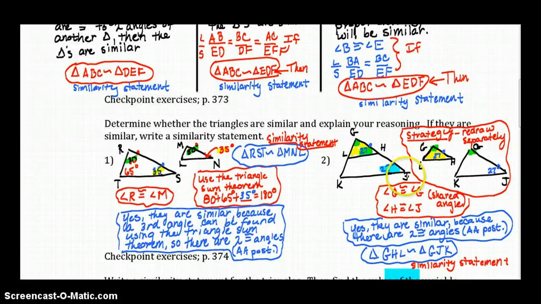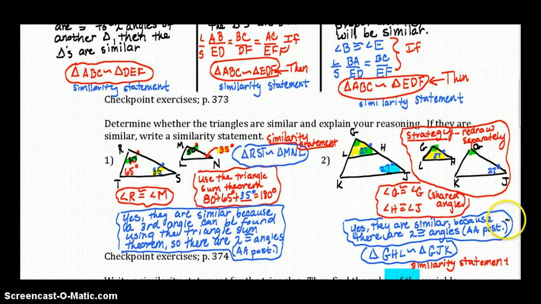Okay, so again, angle G is congruent to angle G. That's their shared angle. Angle H of 27 degrees is congruent to angle J of 27 degrees. Again, I can see in my mind's eye that these are overlapping triangles. And if you have two congruent angles, then they will be similar. And that's the angle-angle postulate for similarity.